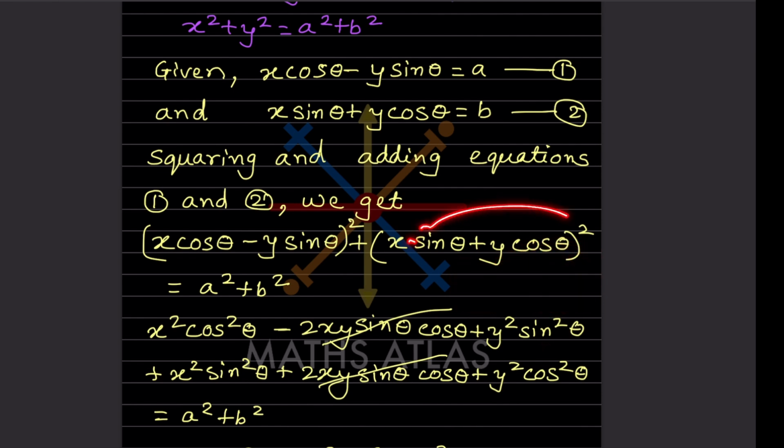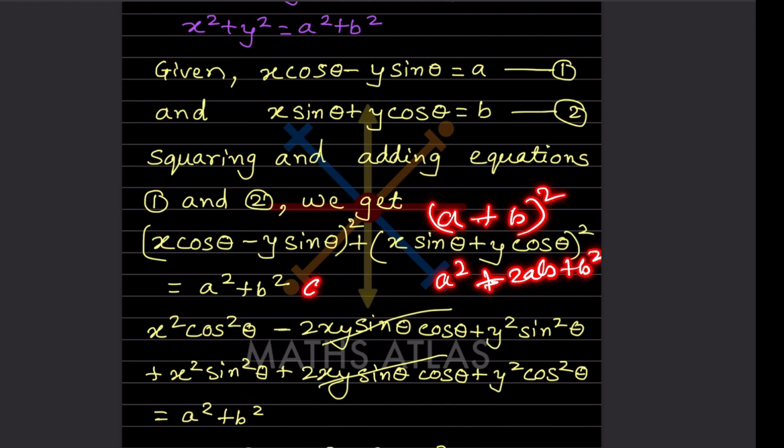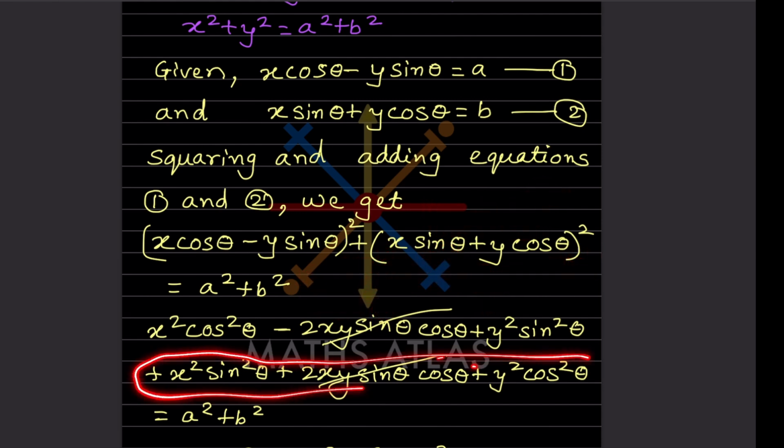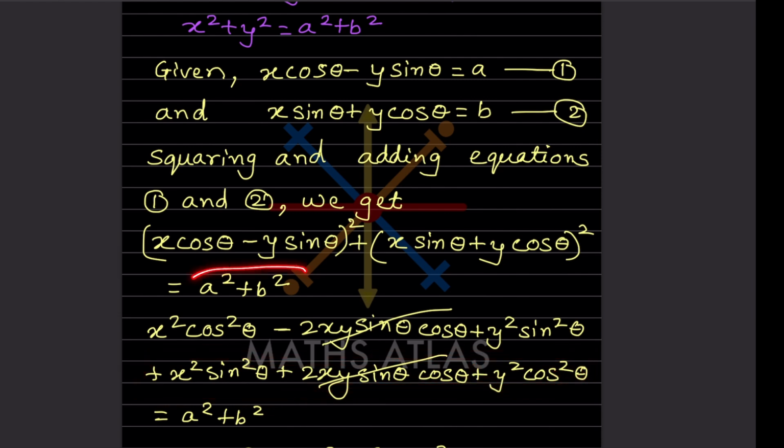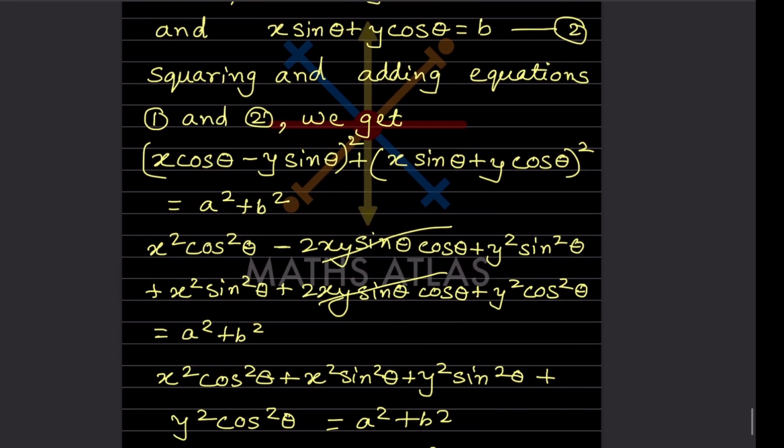And then the same over here, this is the formula for A plus B whole square, that will be A square plus 2AB. The only difference is that here you have to write plus, whereas where there is minus here you write A square minus 2AB plus B square. So this is minus and this is plus, rest everything is the same. Then here is A square plus B square as it is. Now we can see this minus 2xy sin theta cos theta and plus 2xy sin theta cos theta, both of them get cancelled.